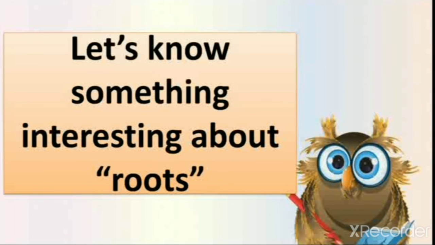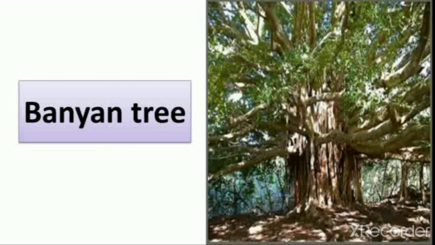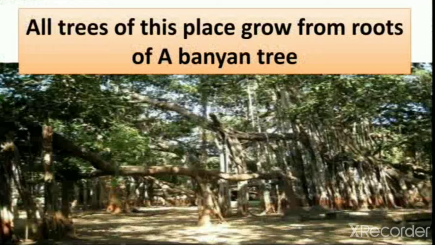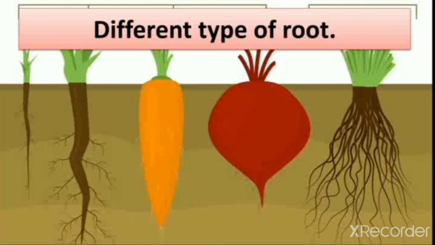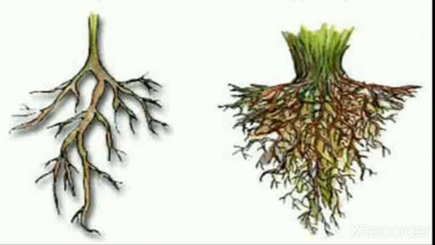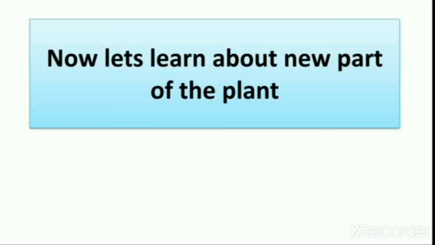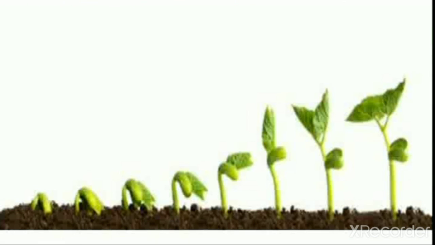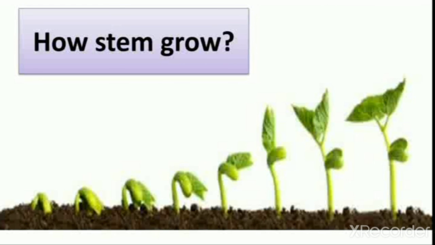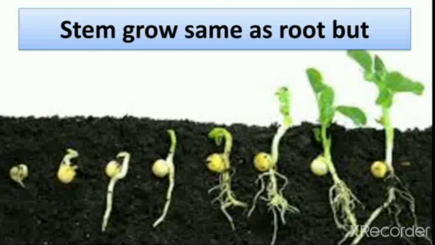We learned about roots, about a banyan tree located on the Narmada river, the Kabir Vad, different types of roots and how roots grow. You can see here the picture of a root. Then we started learning about the stem part of the plant. The brown part of the plant is the stem. How does the stem grow? The stem grows above the ground as roots grow underground.